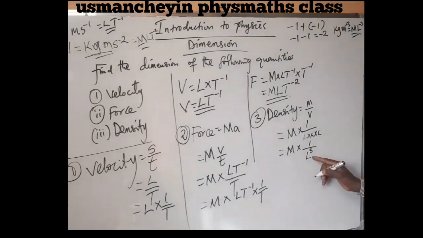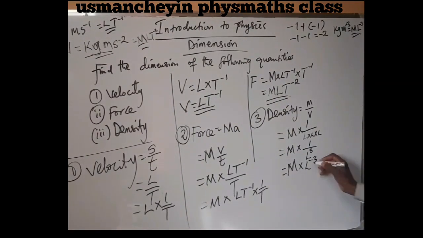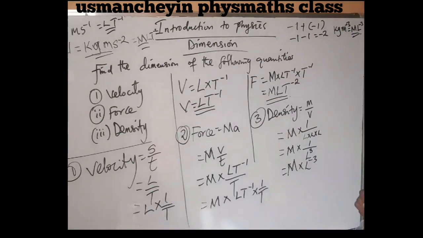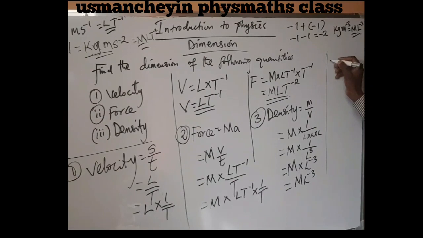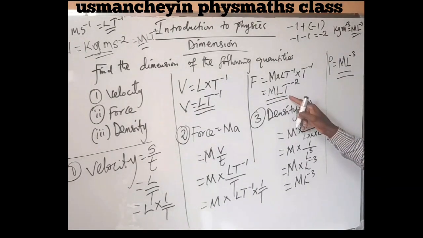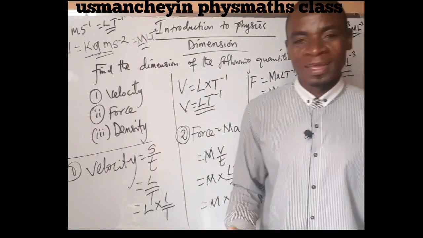And this, in indices, we can also write like this: M times L raised to the power minus 3. That is from indices. So we can say the dimension of density, always rho, is equal to M L raised to the power minus 3. And that is it. This is the dimension of density, dimension of force, and dimension of velocity. That is all I have for you.